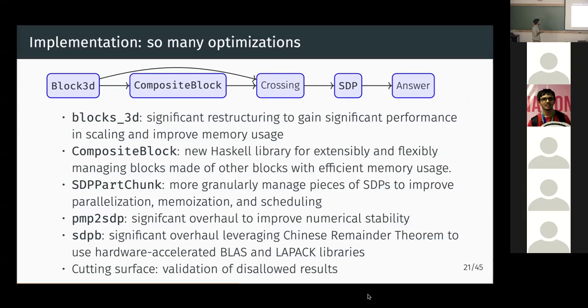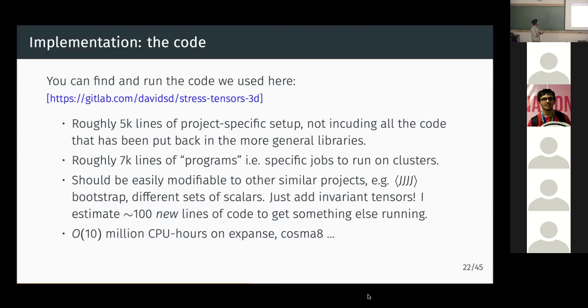And every single step along this way, by the way, was significantly improved in the process of this work, because this stress tensor bootstrap is very technically difficult, and we had to do everything from touching up to rewriting every single thing along this stack. You can find our code on this website, in this GitLab repository. There's about 5,000 lines of project-specific code to set up all of this bootstrap, and then another 7,000 lines of specific runs, like searching in specific parameter spaces with specific numerical parameters.